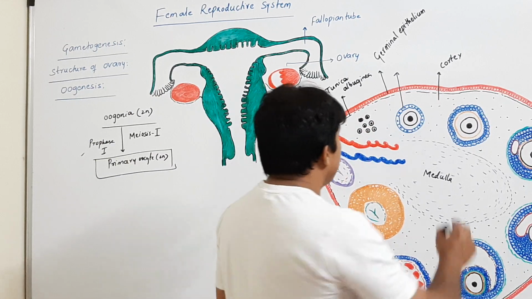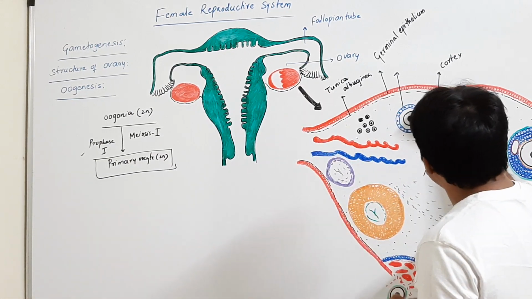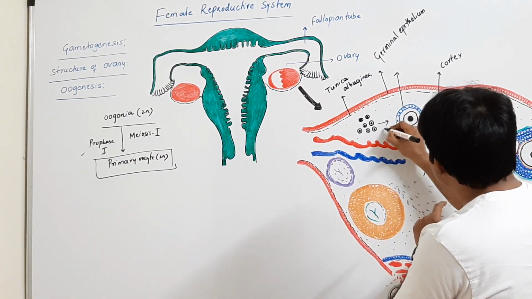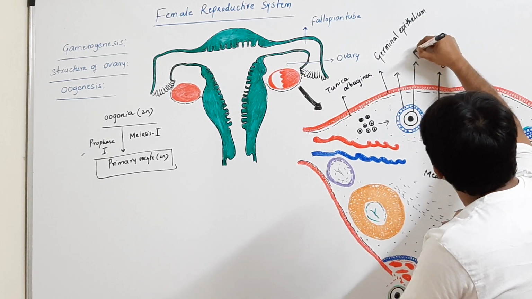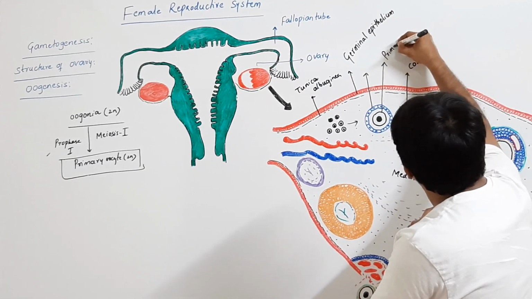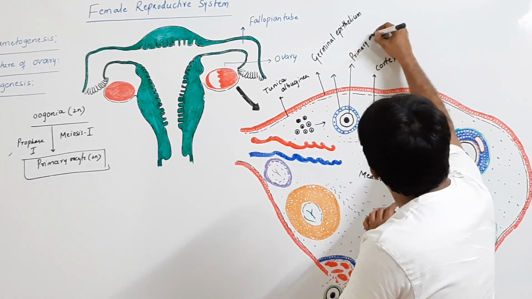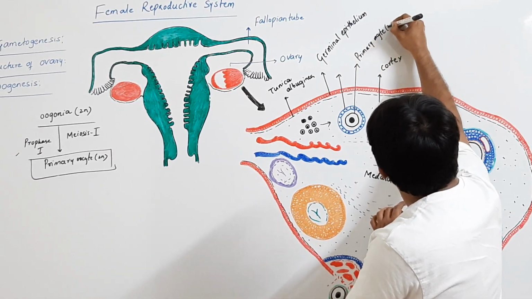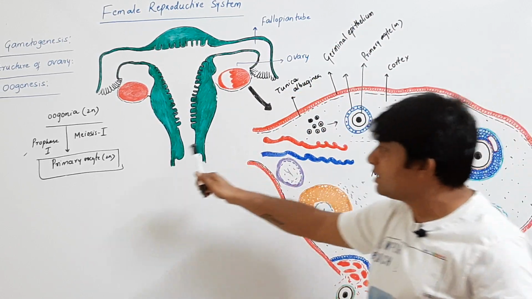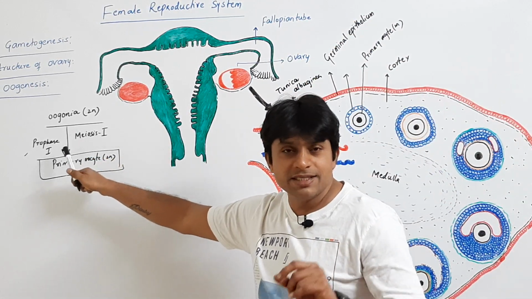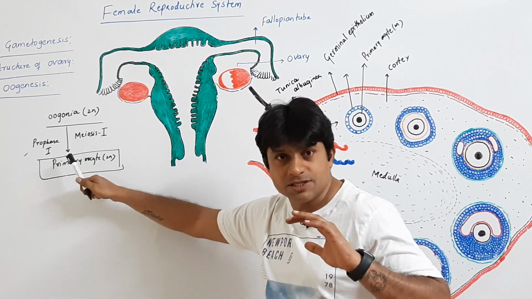Remember, oogonia are getting transformed into primary oocytes. The primary oocyte is diploid because it has not completed its meiosis 1. It is at prophase 1 and it is arrested.